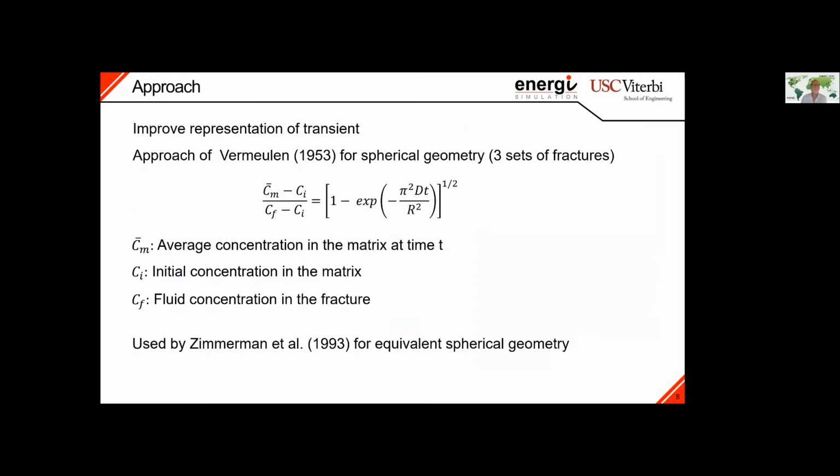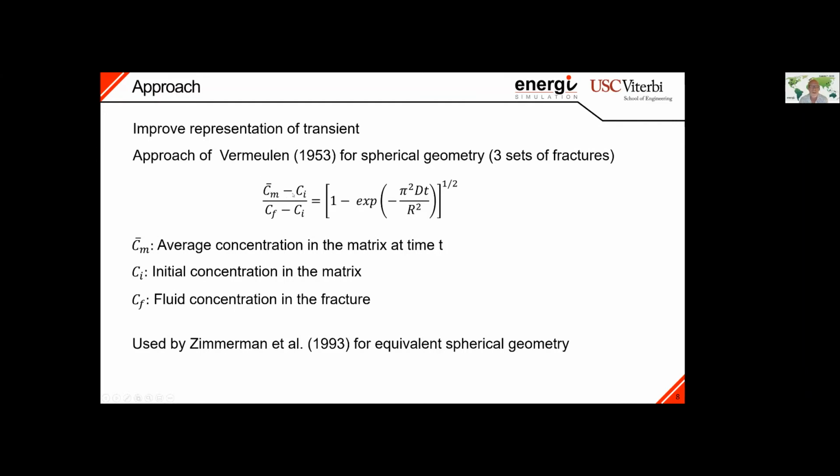So, what do we do? Well, we can take a look at the approach that was introduced by Vermeulen in 1953 for a completely different application. That was in chemical engineering, basically using an approximate solution to diffusion in spherical geometry, catalyst calculations, I believe. He could use a simplified closed form solution that captured the dynamics on average inside the domain of interest.